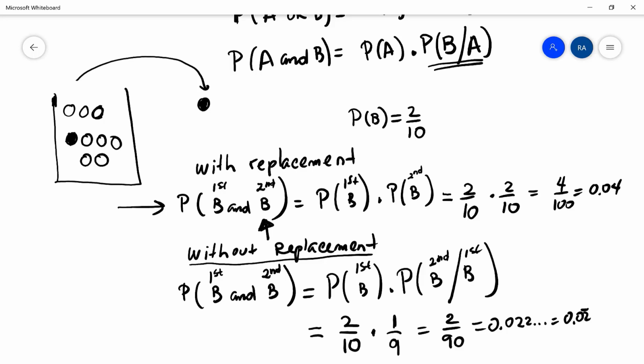In the first case, the two events are independent because the probability of the second event is not affected by the first result. However, in the second case, these two events are dependent because the probability of the second event is affected by what happened in the first result.